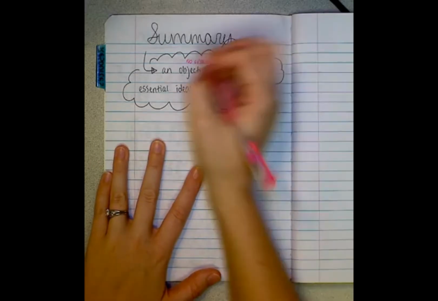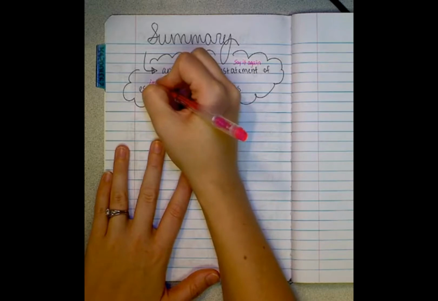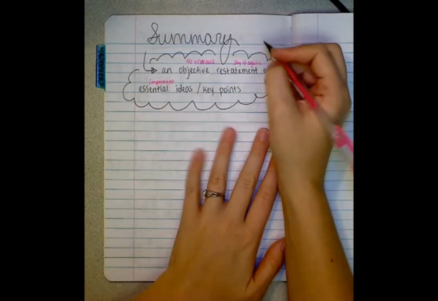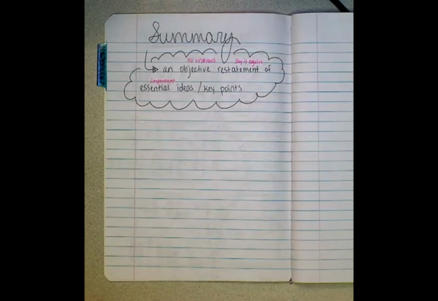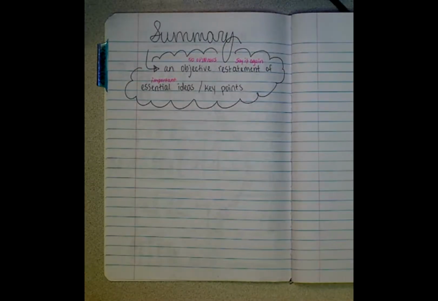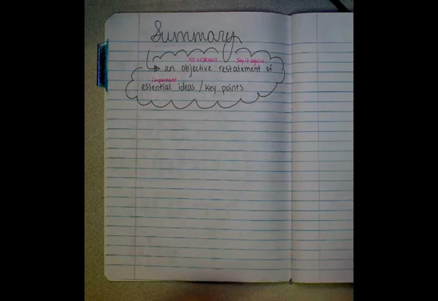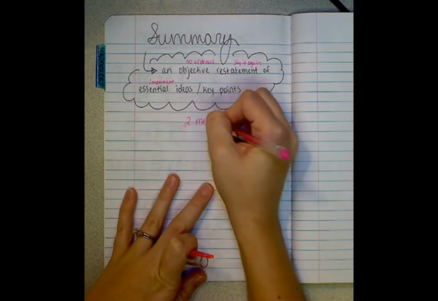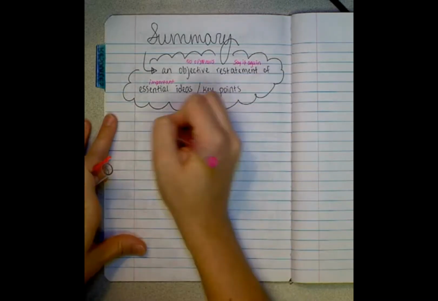Okay, so most summaries should be about a third of the original length, so a couple sentences. Essential ideas, that means you're picking out those important ideas from the text, or those key points. And you guys do this all the time in other classes, math, science, social studies, especially in reading class.